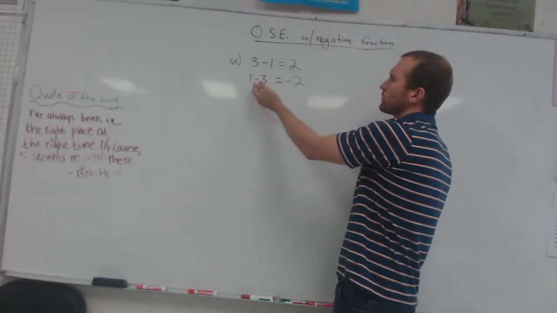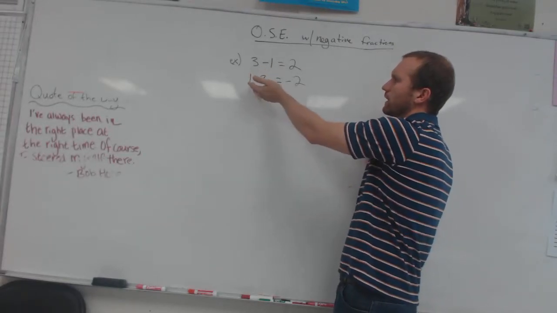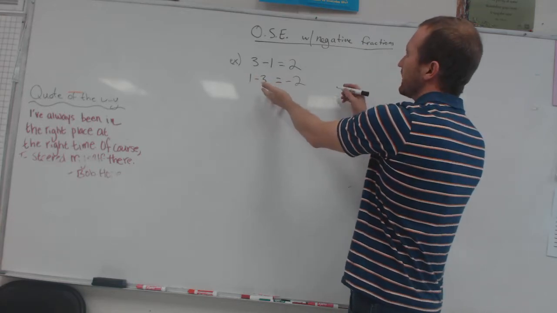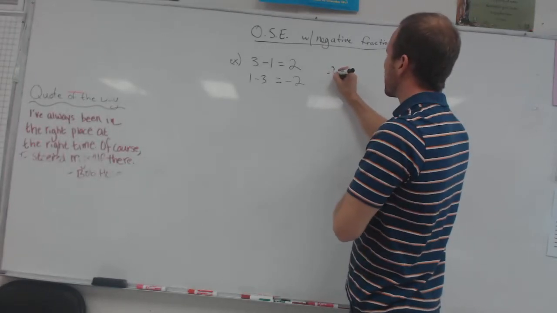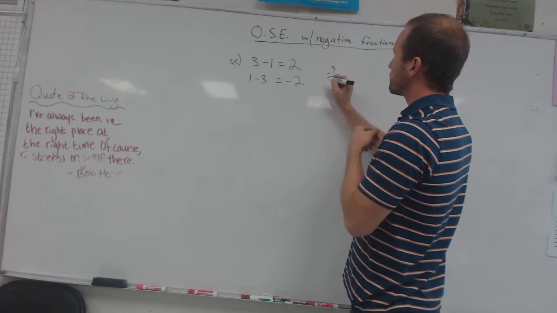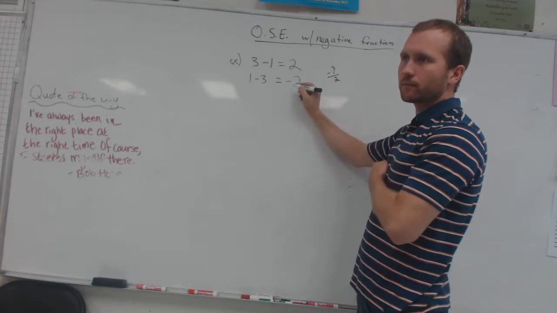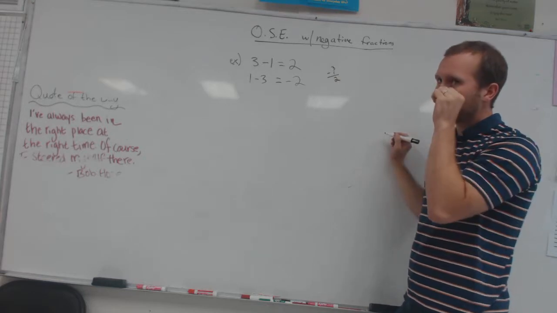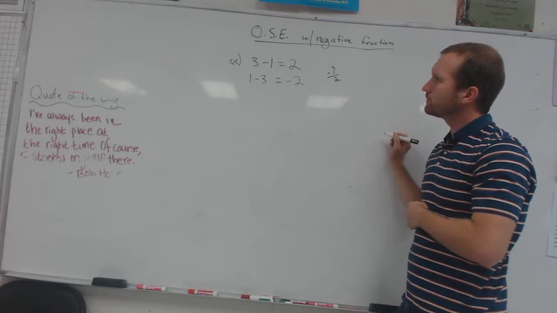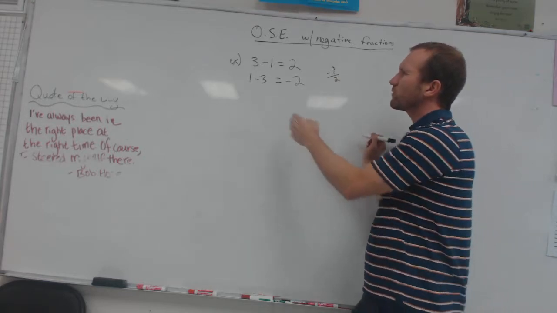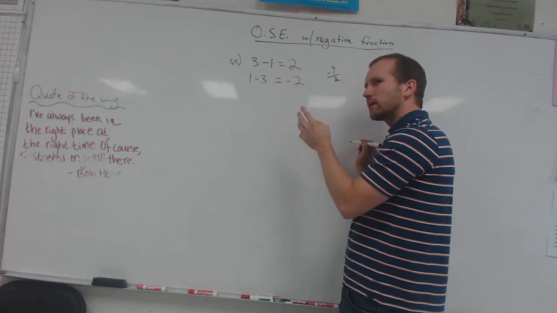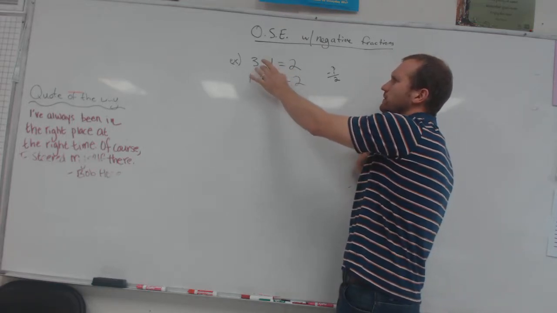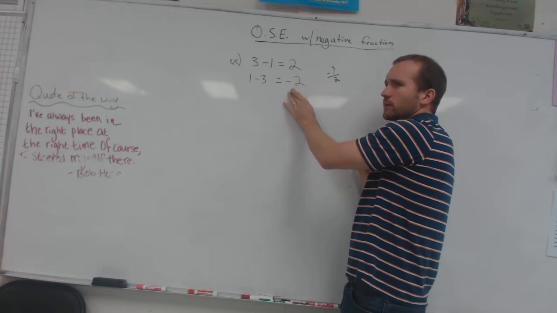Yeah, 3 is bigger than 1, right? So what we actually have to do is 3 minus 1 and then just flip the sign. This is going to be really important too, remembering that. We don't really know 1 minus 3. We know 3 minus 1, and we know this is the opposite.